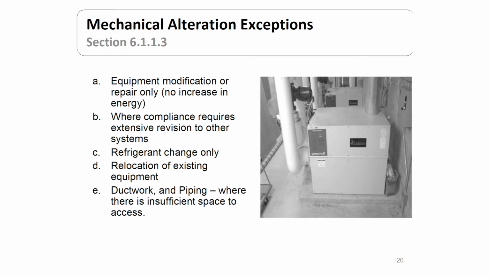Here are the exceptions to the mechanical alterations. If the equipment is simply being repaired and there's no increase in the energy consumption, or if the compliance simply requires such an extensive revision that you can't get at the equipment, that's also going to be exempted. Changing of refrigerant only, that's exempted. Just relocating equipment is exempted. Also, on ducting and piping, if you cannot get at it, it's exempt. So those are all out of the requirements. So that concludes the HVAC portion of the standard.